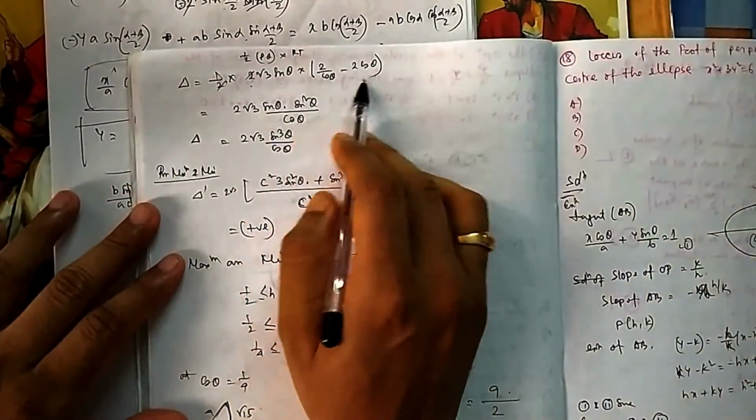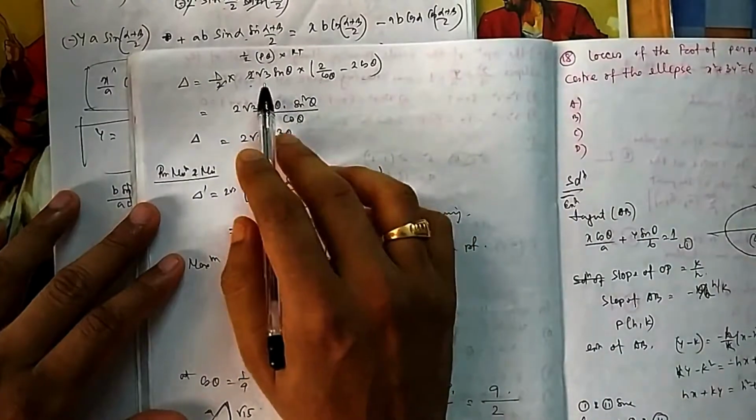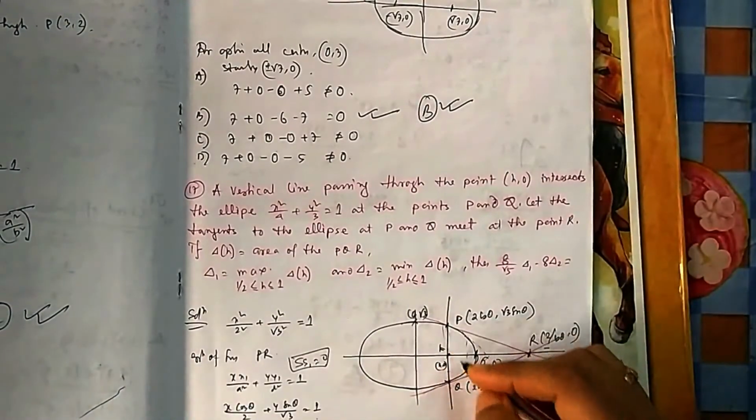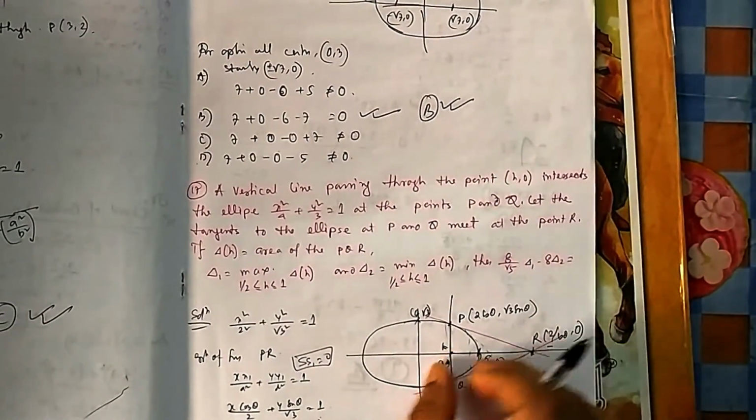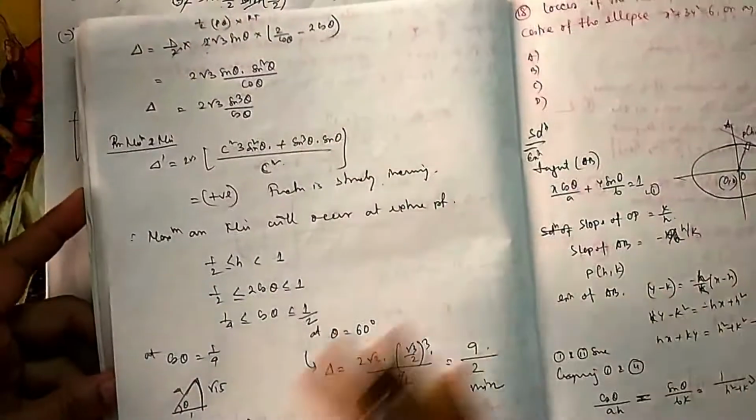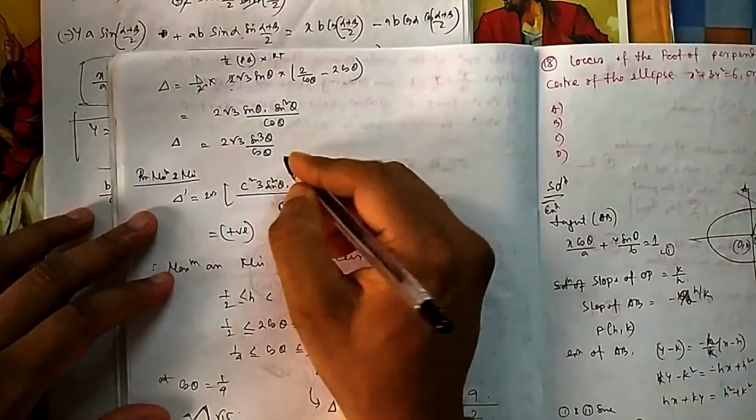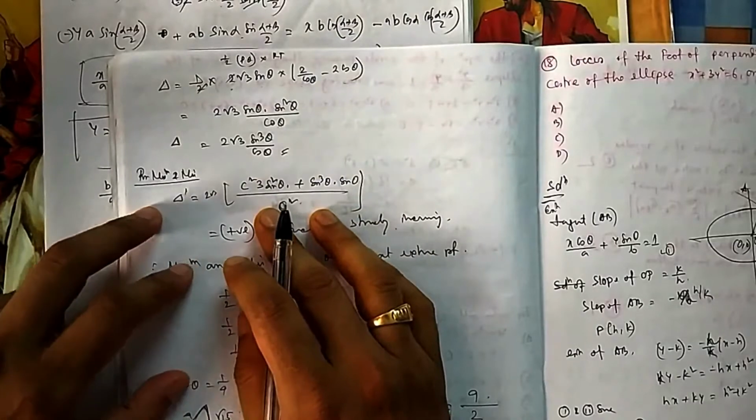Suppose this is your height, this is your base. You can see this one base is 2 root 3. This is root 3 sin theta, root 3 sin theta, so it is 2 root 3 sin theta height. And this is 2 by cos theta minus 2 cos theta. So if you put it there, this is your delta. Now you differentiate it for finding maximum and minimum.